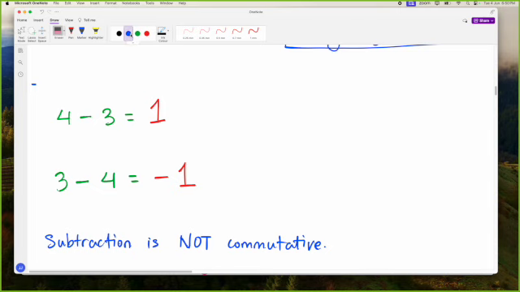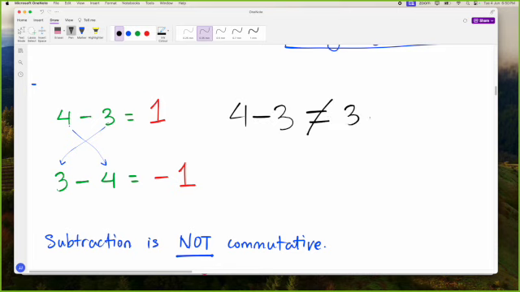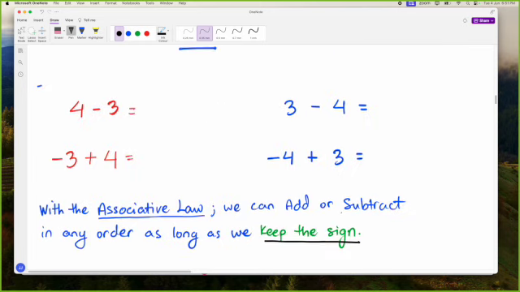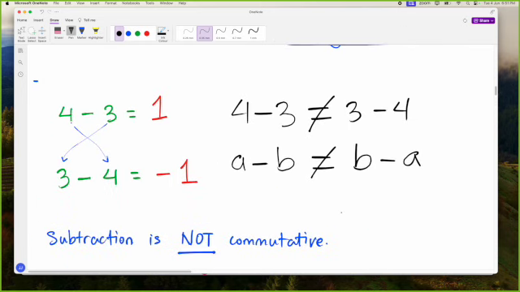So you could see here that subtraction is not commutative, because if we switch the numbers, you put the 3 here and you put the 4 here, you do not get the same answer. So therefore, 4 minus 3 is not the same as 3 minus 4. These are two very different things. And we could generalize it by saying A minus B is not the same as B minus A. Now check it out. Subtraction is not commutative, right?